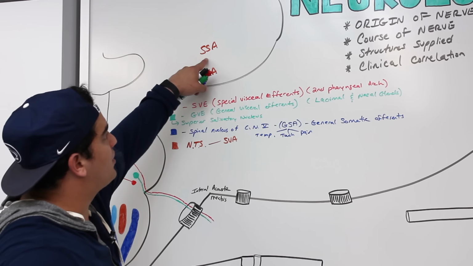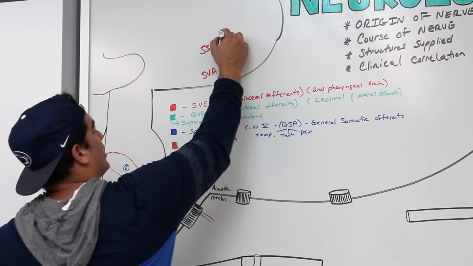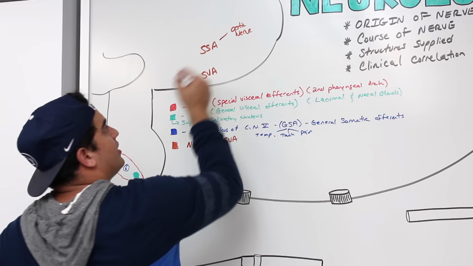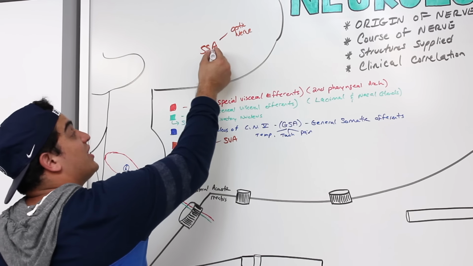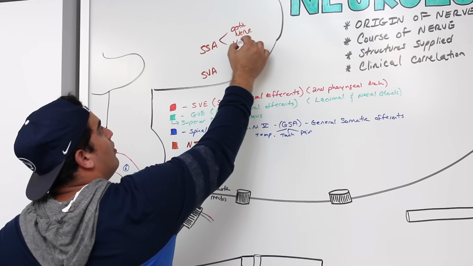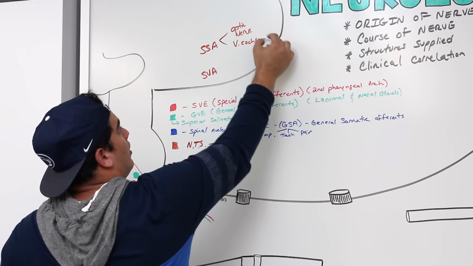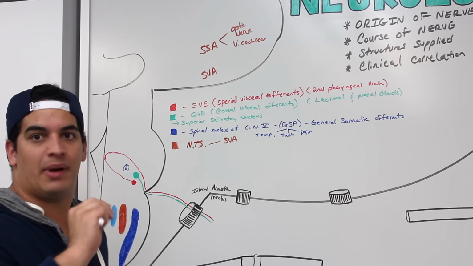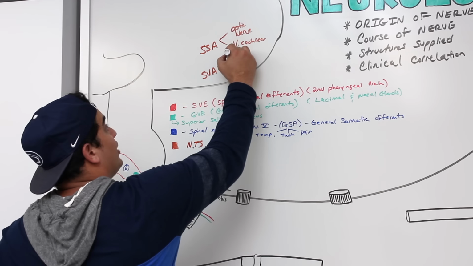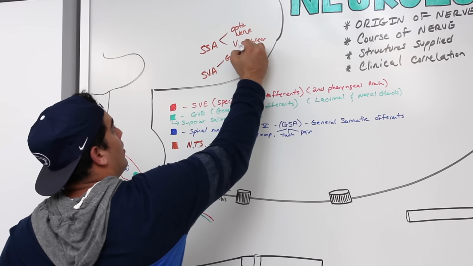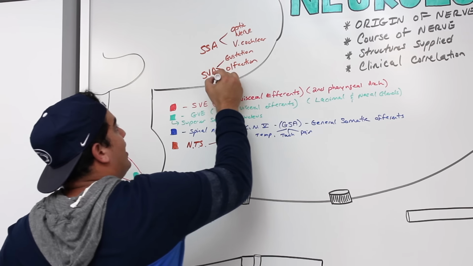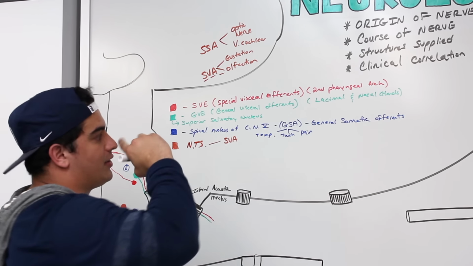SSA stands for special sensory afferents. There are two types of this one. One is like the optic nerve. So the optic nerve carries special sensory afferents, right? And then also the vestibulocochlear nerve is going to carry special sensory afferents. Whereas taste or gustation, and olfaction, smell, these are special visceral afferents.